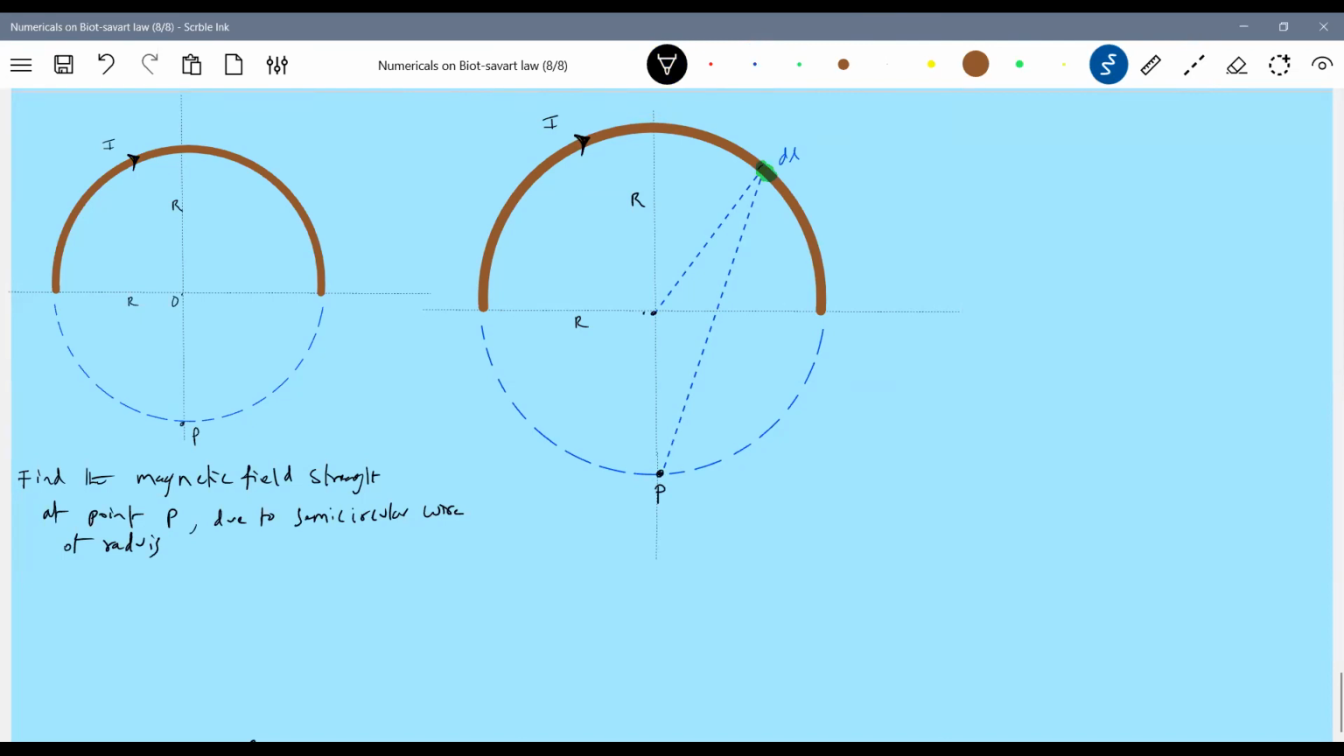Let's see what all we can do now. Let this angle be theta. This will become theta by 2, theta by 2. This angle will become alpha. This is very important. And let this be R bar.